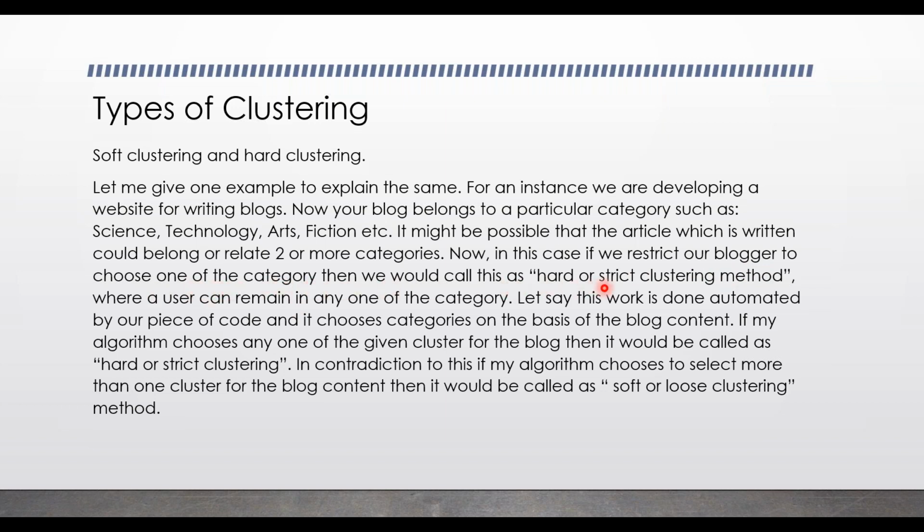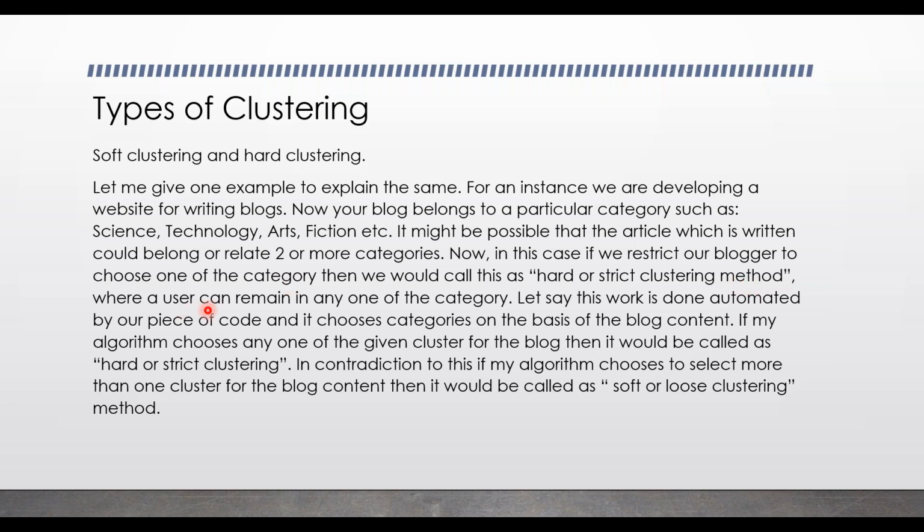Now in this case, if we restrict our blogger to choose one of the categories, then we would call this a hard or strict clustering method. मान लो कि आपकी वो ब्लॉगर साइट आपको बोलती है आपको किसी में से कोई एक ही चूज करना है. आपके पास चॉइस वन ऑफ द अबव है. You have radio buttons and you don't have check boxes. तो भाई ये हार्ड क्लस्टरिंग हो जाएगा कि either of the categories में जाना पड़ेगा.